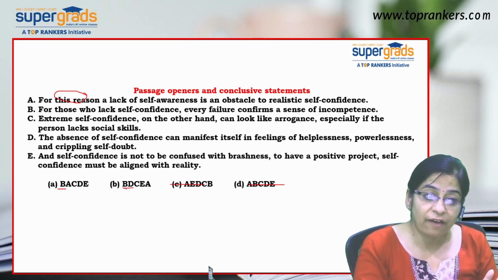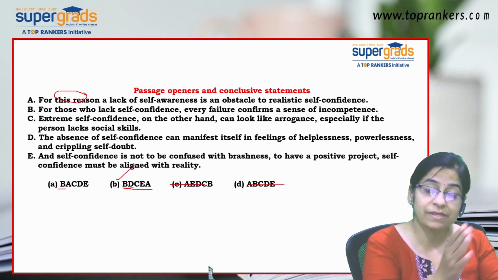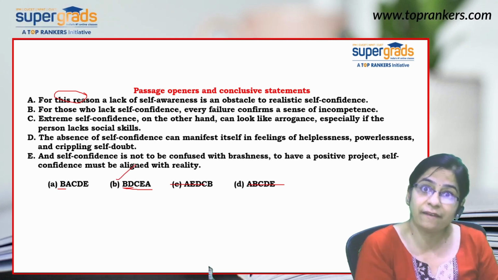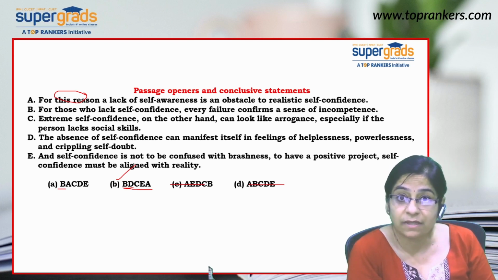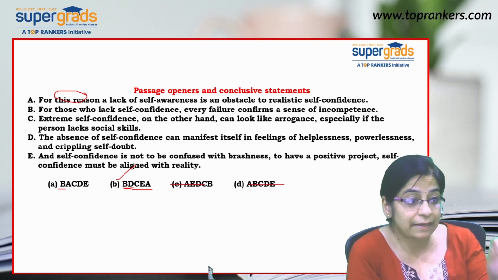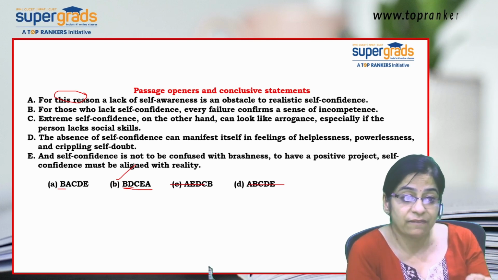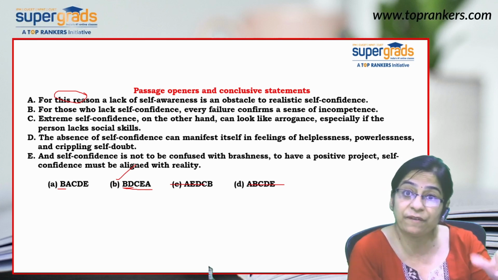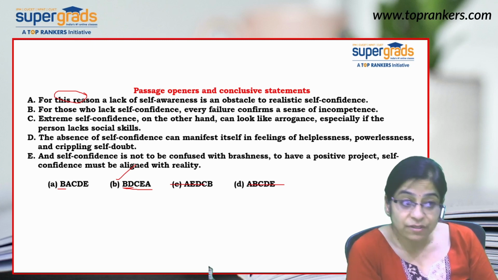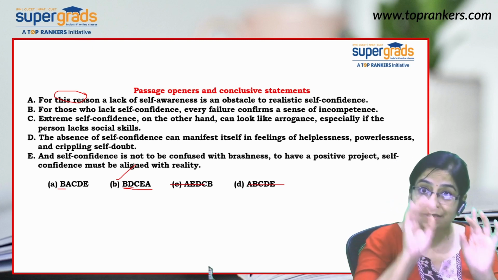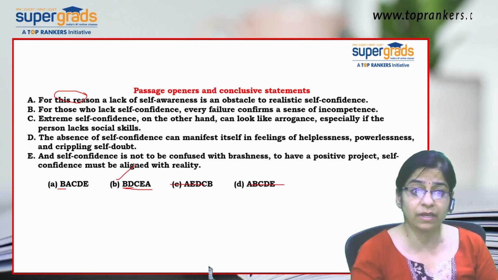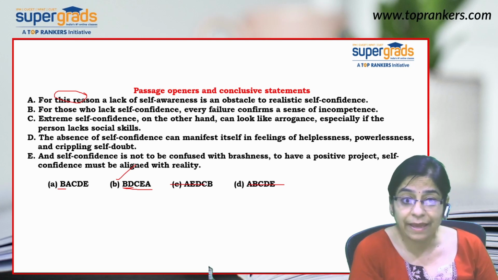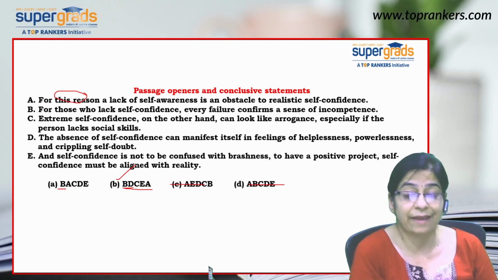So if option B is a better answer choice, let's just put the rest of the parts and see where we get. So for those who lack self-confidence, every failure confirms a self of incompetence. Then D, the absence of self-confidence can manifest itself in feeling of helplessness, powerlessness, and crippling self-doubt. What will happen if I put C here now? Extreme self confidence, on the other hand, see, we are still talking about self confidence, looks good to me. Extreme self confidence, on the other hand, can look like arrogance, especially if a person lacks social skills.